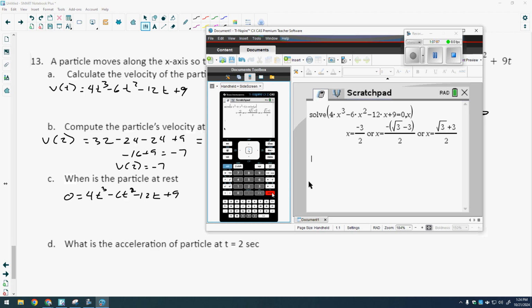So which one do I want? I want the negative 3/2, or that mess. Did I type something in wrong? Nope.